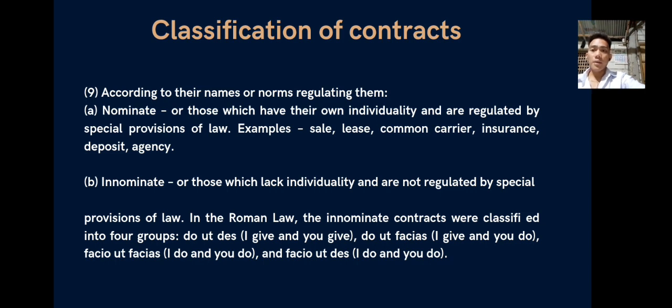In the Roman law, the innominate contracts were classified in four groups. Do ut des means I give and you give. Do ut facias says that I give and you do. Facio ut facias says that I do and you do. And the last is facio ut des, that means I do and you give.